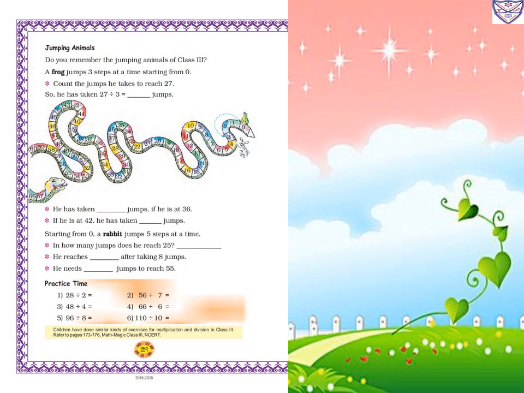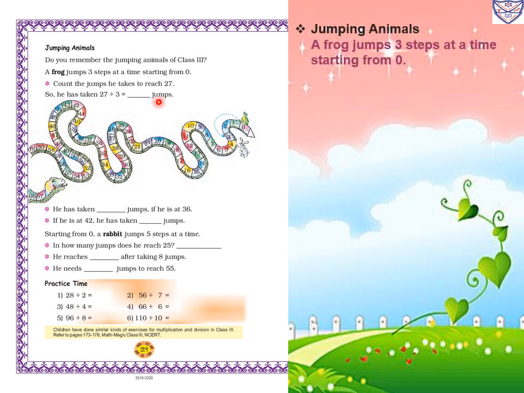Now page number 124. Jumping animals. Do you remember the jumping animals of class 3rd? A frog jumps 3 steps at a time, starting from 0. How many steps is she jumping at a time? In one jump, she is jumping 3 steps, starting from 0. So count the jumps she takes to reach 27. So we have to find out in how many jumps she reached 27.